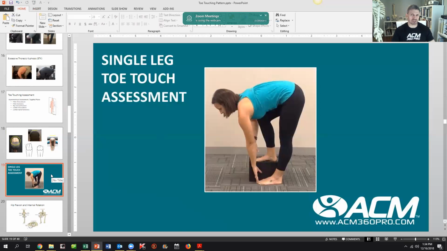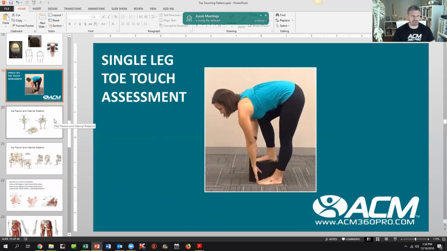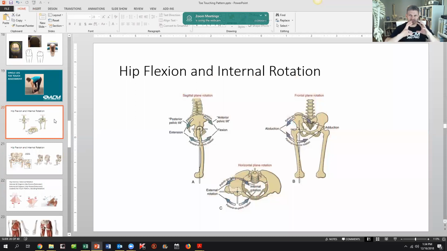In the software, the single leg toe touch is just a validation test to make sure that you can see where this is going in this person's assessment. It's not implicated in the results or the outcome of the assessment. Just an ancillary test for you to have confirmations with. So when we talk about toe touching, most of us think about just the pelvis tilting forward or the leg coming up in the flexion. But what happens is, and I want to stop sharing for a second so I can show you this here.